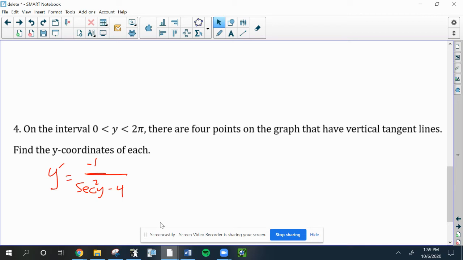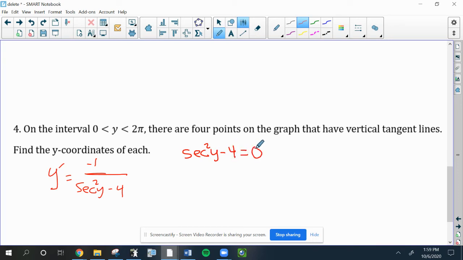So a vertical tangent line is where the derivative is undefined. Since the derivative is a fraction, and a fraction is undefined where the bottom equals 0, you can't divide by 0, we're just going to solve this equation. This will tell us where the derivative is undefined and therefore where those vertical tangent lines are. Solve it by adding 4, square rooting both sides. Don't forget you get plus or minus when you square root both sides, and the square root of 4 is 2.